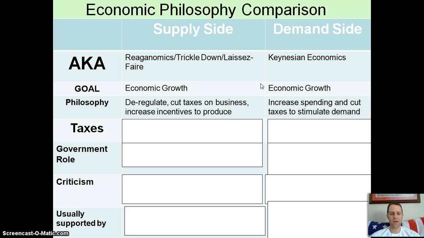Now, the philosophy of demand side economics is to increase spending and cut taxes on consumers to stimulate demand.